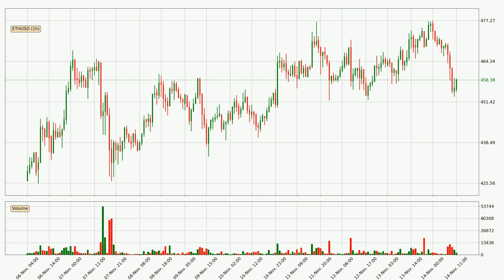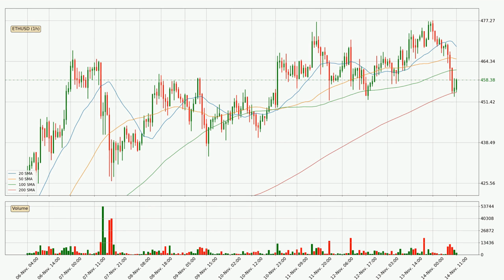Looking at the Ethereum hourly time frame, the price moved only slightly to the downside with around 1.7% in the last 24 hours, with a current price of 458. Jumping to the hourly simple moving averages, the price broke the 100 SMA to the downside, but it's not a very strong signal as the volume hasn't been very high. At the moment, the price is between the 200 and the 100 SMA.